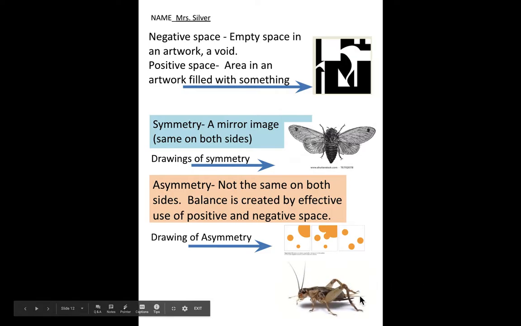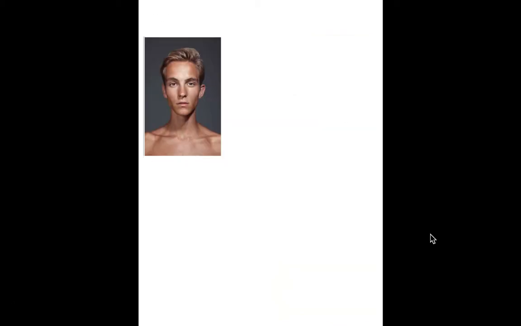Here's another example of asymmetry. So grasshopper on the side view, clearly asymmetrical. So it's how you're looking at it, right? So if I can't divide this any way and get the same thing on both sides. So write those definitions down. I'd love to show this as an example too.